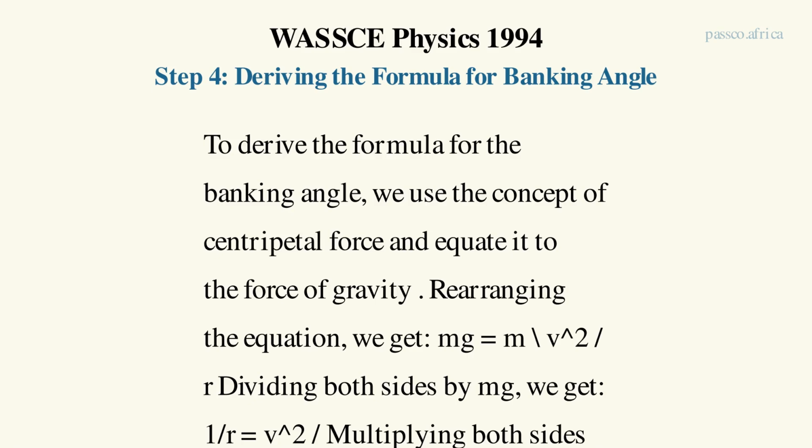Now, substituting the equation for v in the equation for the banking angle, we get tan equals 2 slash. Simplifying the equation, we get tan equals g slash. Now, dividing both sides by g, we get tan equals 1 slash a. Now, multiplying both sides by a, we get a backslash tan equals a. Now, dividing both sides by a, we get tan equals 1. Now, we can substitute the value of theta in the equation for the banking angle, theta equals arctan. Simplifying the equation, we get theta equals pi slash 4.